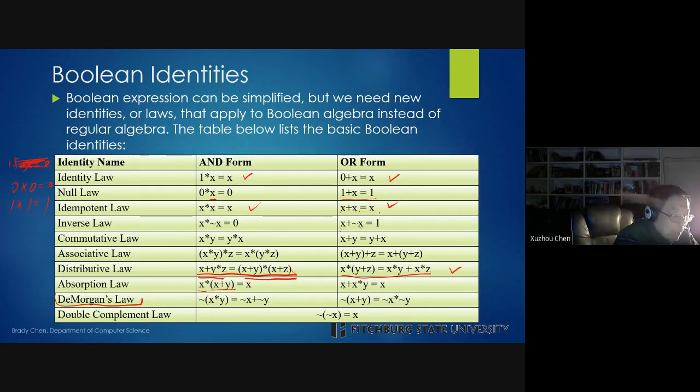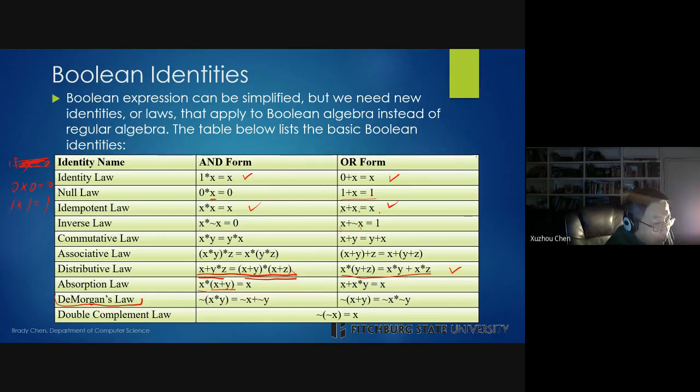And the double complement law basically means, if you have an x, then the negation of x, and you put another negation on it, then it's back to x. It's very similar to math, where you have a negative x, and then you put another negative, and two negatives make a positive. So it's not the same concept, but it looks like the same idea, right? It just makes it easy to remember. Okay, so these are all the identities.